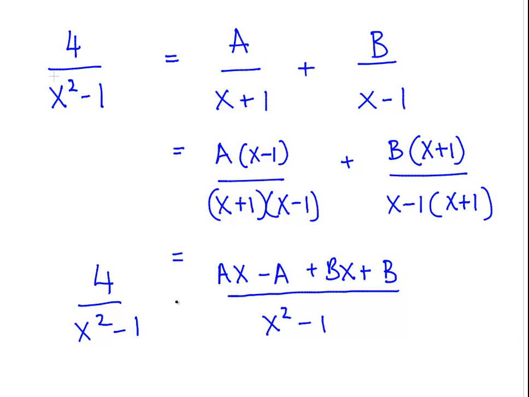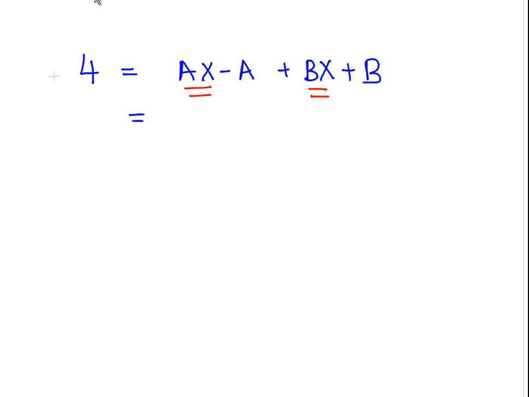So necessarily the numerators are equal to each other. That's to say 4 must equal this because the denominators are the same. So 4 is equal to ax minus a plus bx plus b. What we're going to do first is just re-express that. We have 4 equals ax minus a plus bx plus b. First off, gather up all the terms that have x in them. So what we have is a plus b times x, minus a plus b.